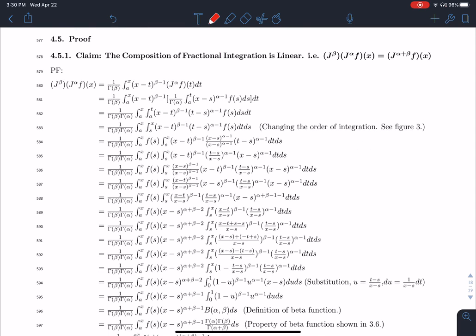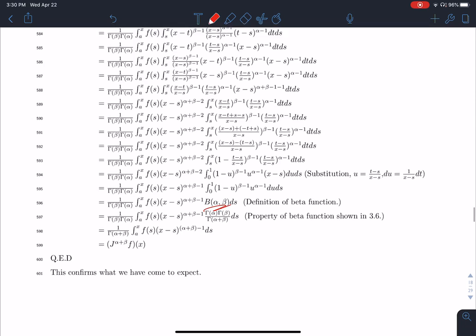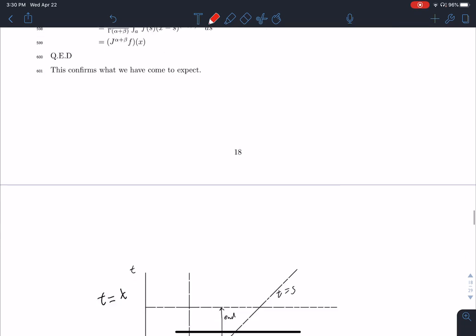Okay, here's another proof. This is showing linearity of fractional integration. So if I take the integral of an integral, it does add up just like that, kind of like we would have expected from what we've done so far. Unfortunately, this is quite long, so we're not going to have time to prove it. And it does use the beta function. So we'll skip it, but it's kind of nice.